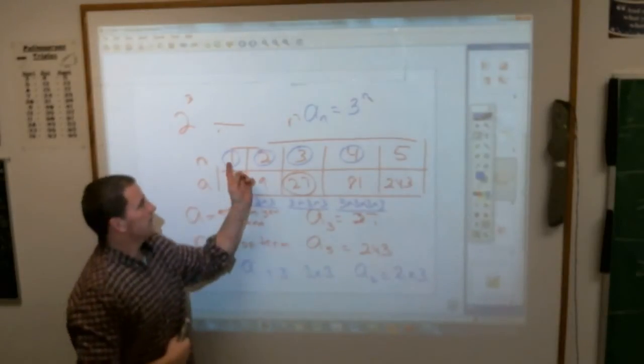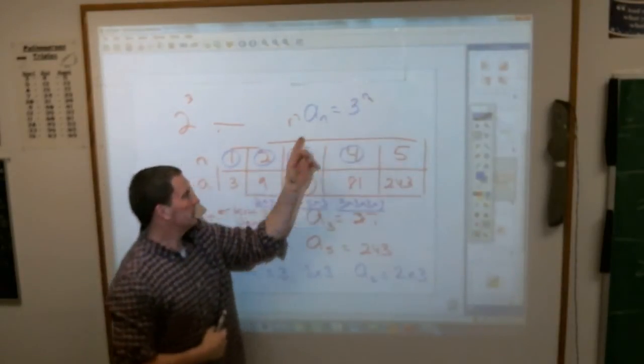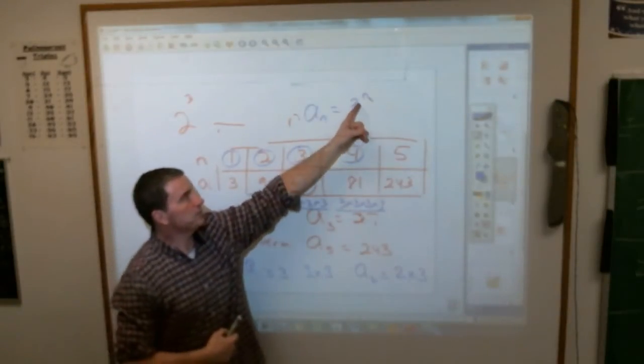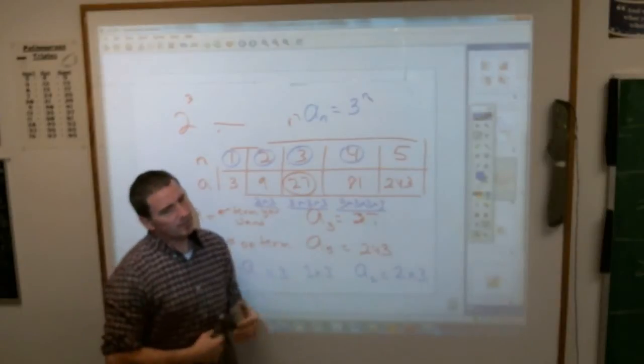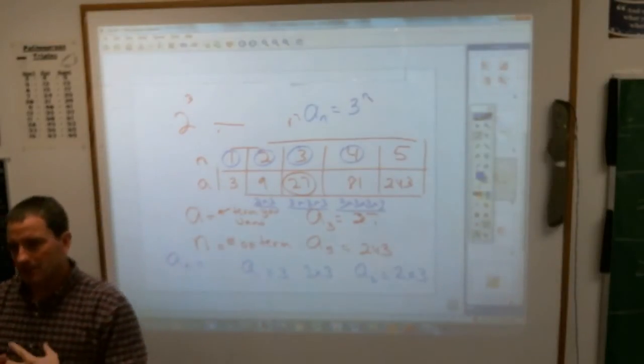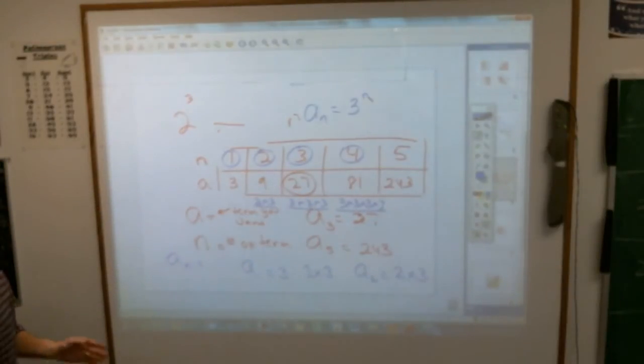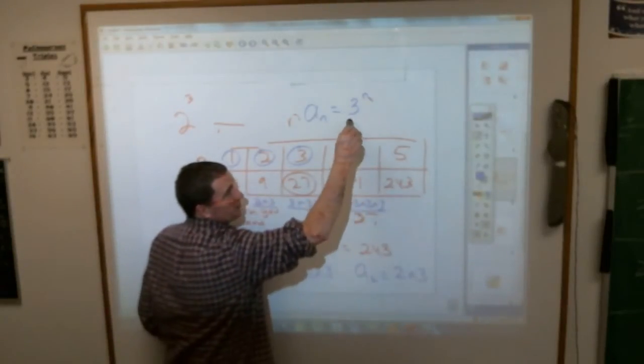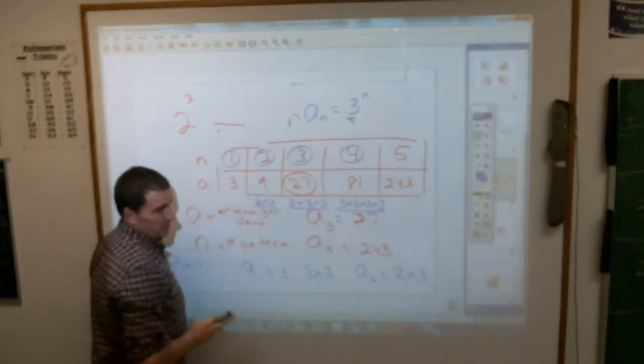Because notice this first one was 3 to the first power is 3. 3 to the second power is 9. 3 to the third power is 27. So you have to get that. Anytime it is a geometric one, anytime you go from one term to the next term by multiplying, it is going to be something with an exponent.